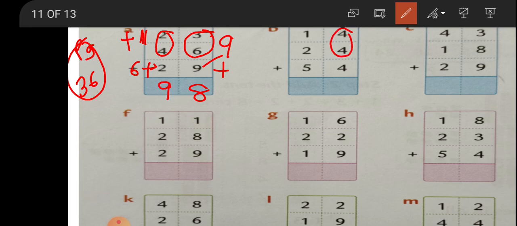Double this. 4 plus 4, 8. 8 in mind, 4 fingers up. It will give you 12.